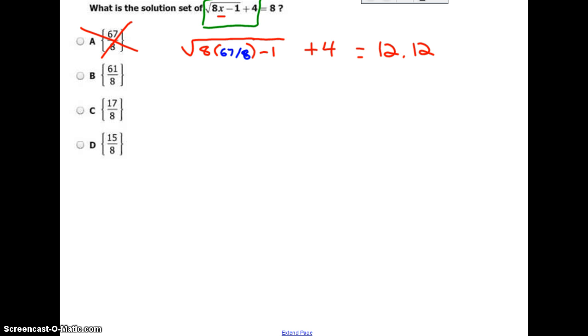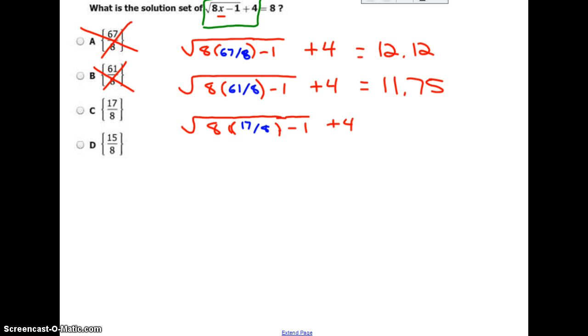Go ahead and do the same thing with 61 over 8. You're going to replace x with 61 over 8. And again, you're hoping to get 8. Well, what do you get? You get 11.75. So we just eliminated another answer choice, okay? It's not going to be B. Let's move on to C.